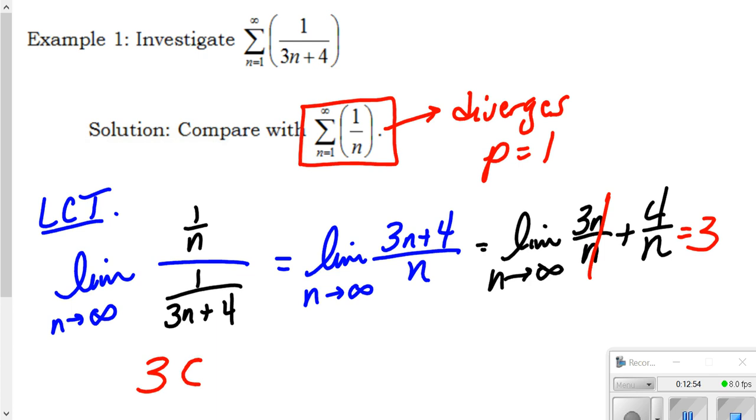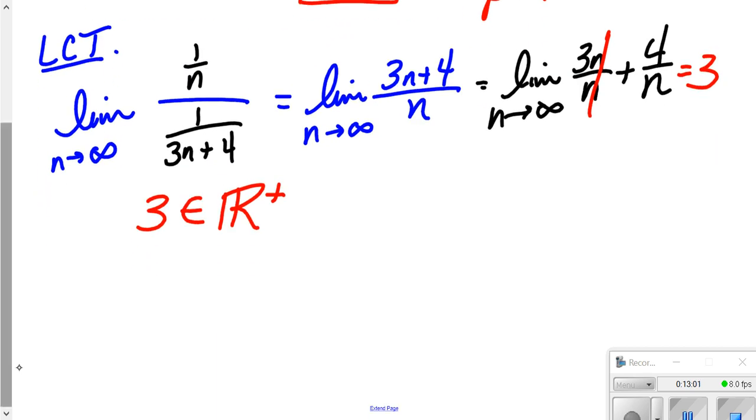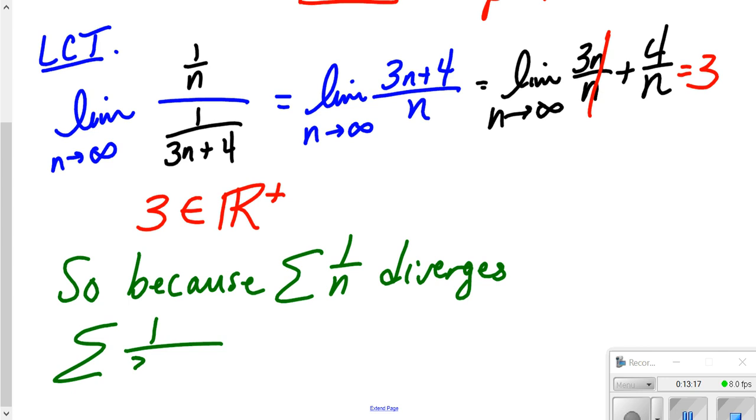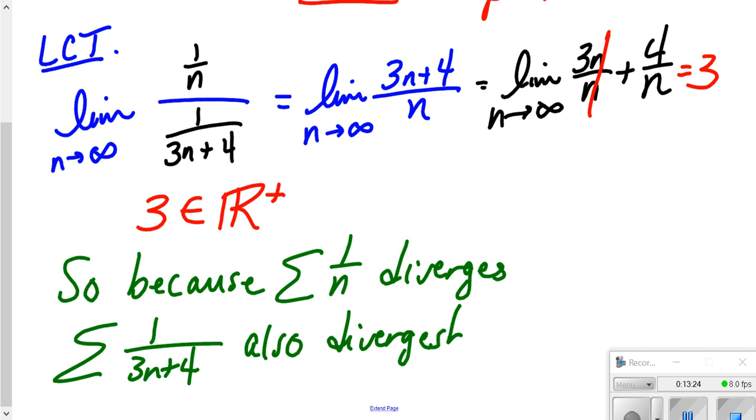And 3 is a member of the positive real numbers, and so I'm going to write some English now. I highly advise the English, okay? So because I know that this series diverges, this series that I was given also diverges by the limit comparison test.